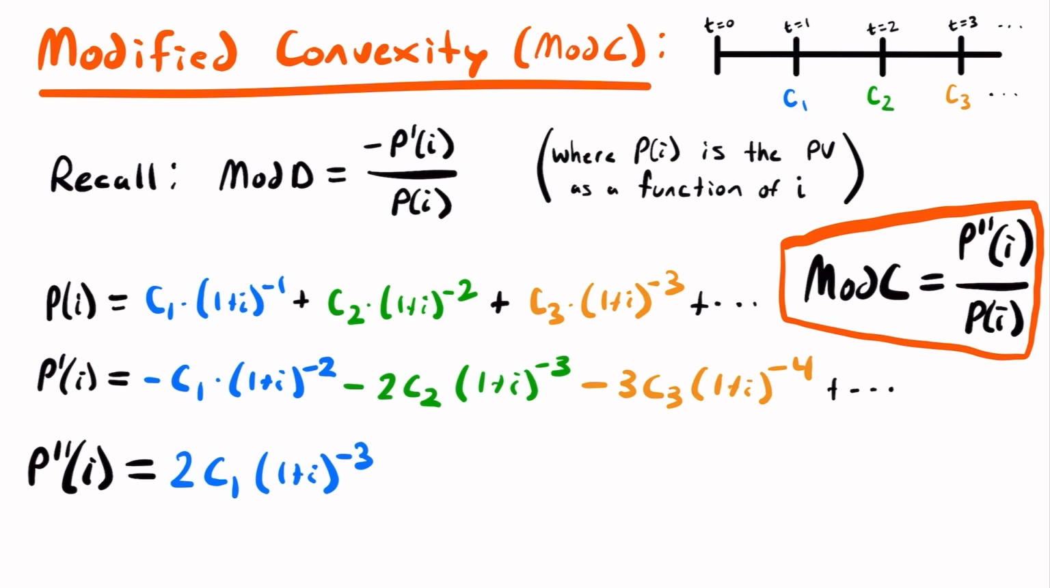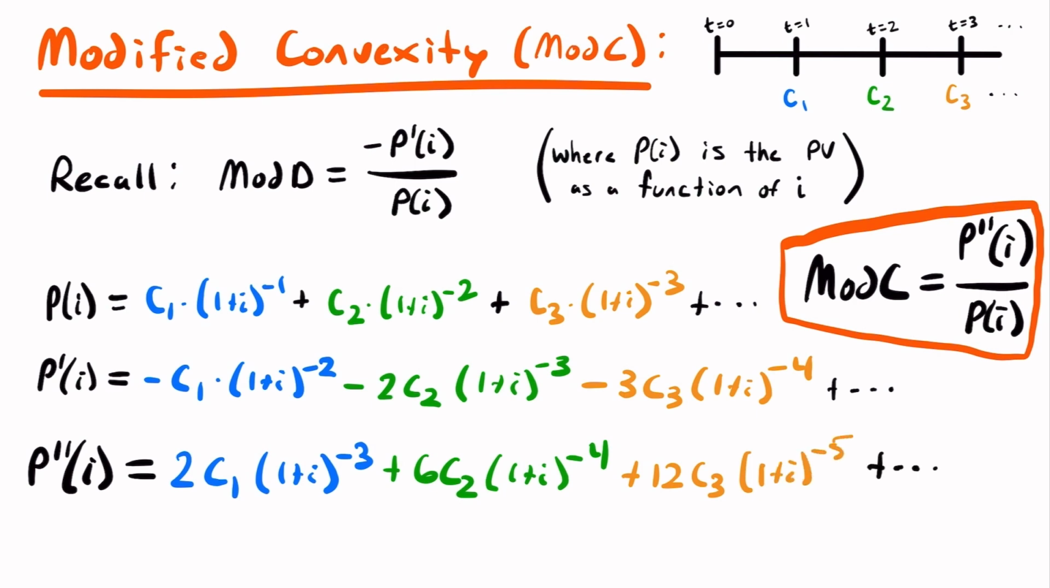We subtract 1 from the exponent, and then we'll have negative 3 times negative 2 c sub 2. That will give us positive 6 times c sub 2 times (1 plus i) to the power of negative 4. Remember to subtract 1 from that exponent again. And then finally, we'll have negative 4 times negative 3 c sub 3, which will be positive 12 c sub 3 times (1 plus i) to the power of negative 5. And then we can continue on from there. All right, so that's what the second derivative of our present value function would look like. Of course, the terms will look a little bit different depending on the value of each of those cash flows, but this is how it would look in general.